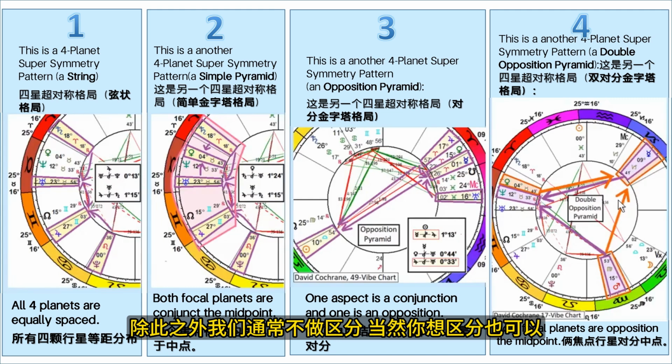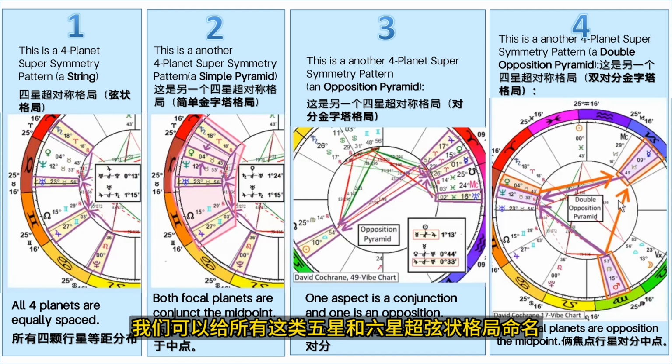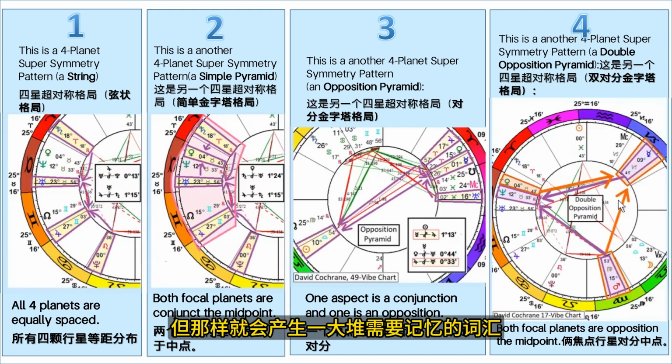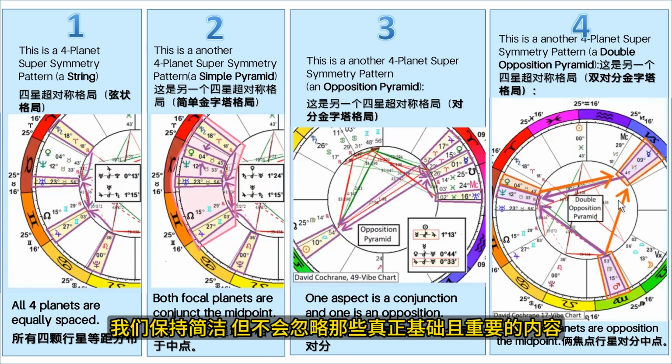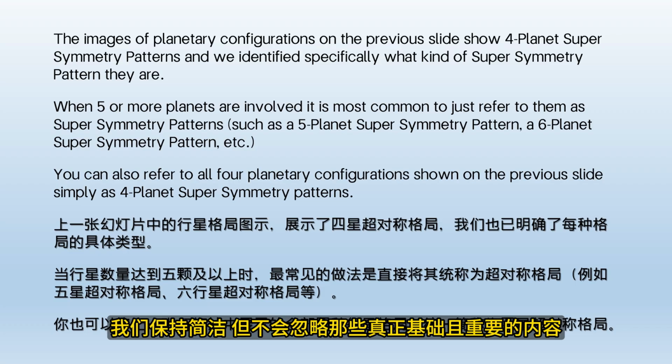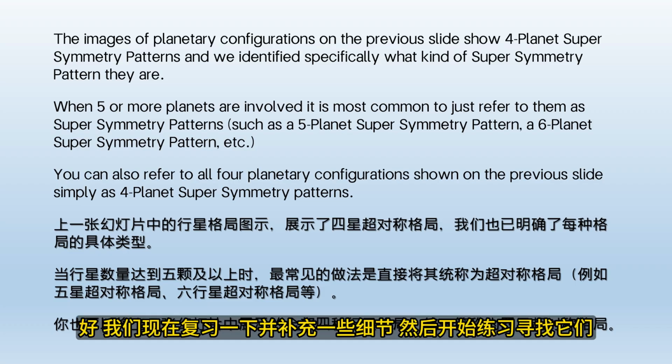We could start giving names to all these kinds of 5- and 6-planet supersymmetry patterns, but then you end up with this huge vocabulary you have to memorize. And we've decided to keep this relatively simple. Let's keep it simple, but let's not ignore some really fundamental important things. Okay, so just reviewing here and filling in some details, and then we're going to practice finding them.